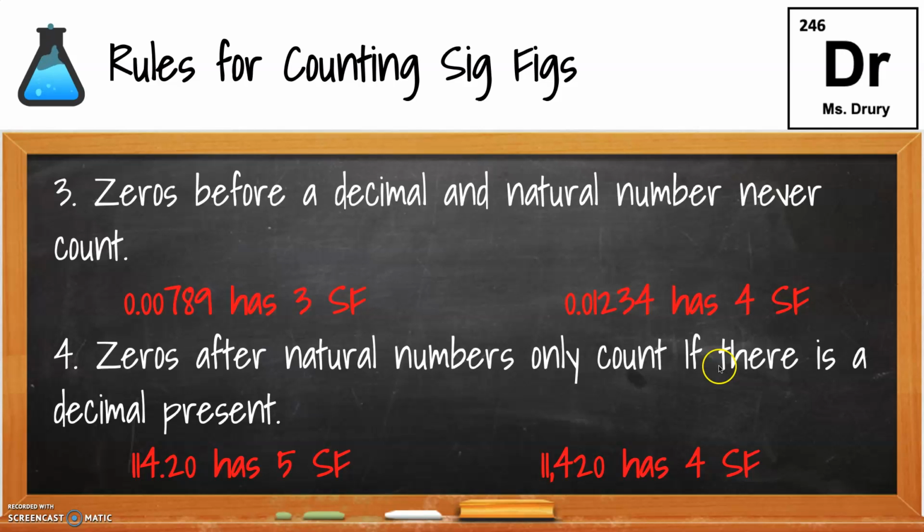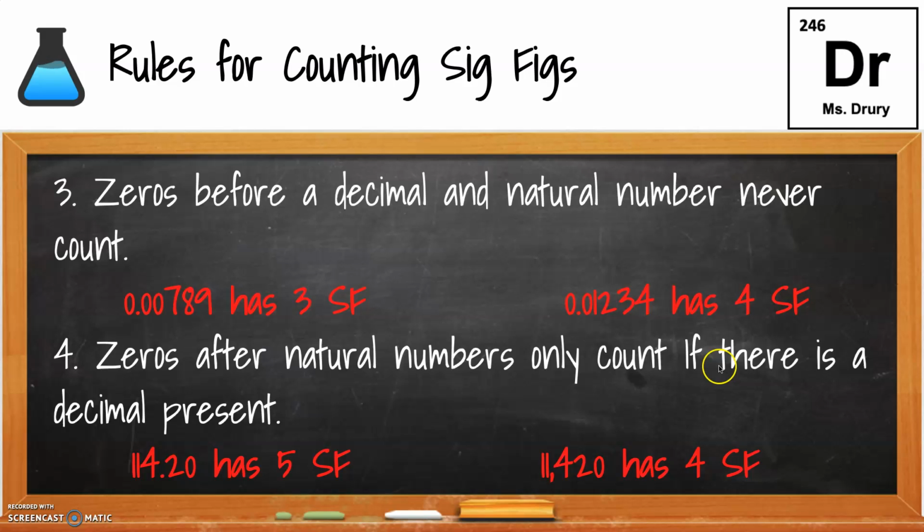And our last rule is zeros after a natural number only count if there's a decimal present. So in 114.20, all those numbers count. We have 5 numbers. And that's because we wouldn't have written the 0 in the hundredths place if it didn't get measured. Maybe it got measured on a balance and was reported on the balance. Maybe it was measured because you thought that on a graduated cylinder or a ruler, the mark landed on the line and it was measured to be on the line. So that 0 was written to show how accurate that device was.